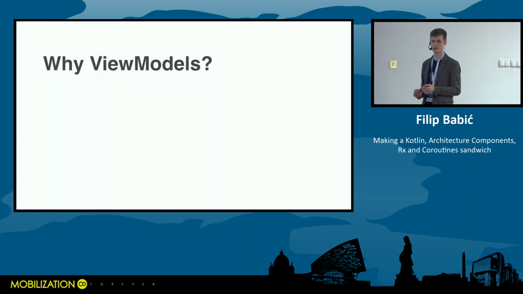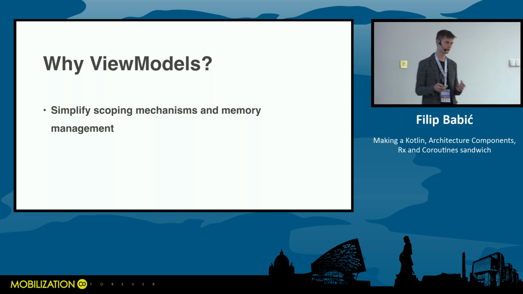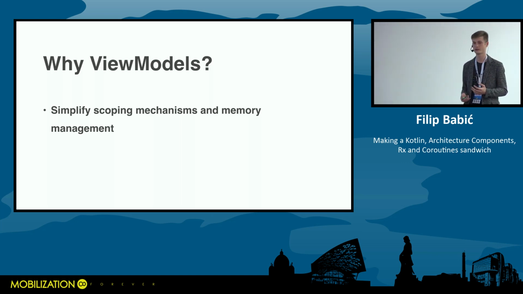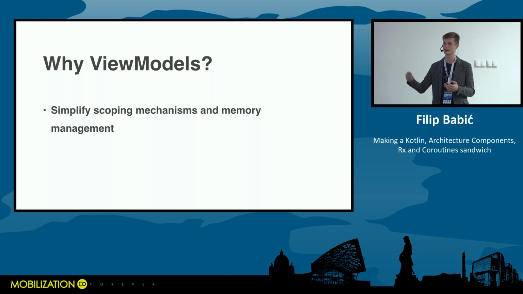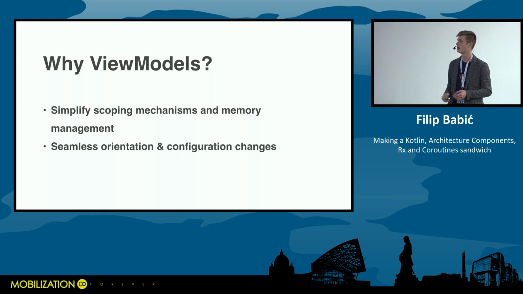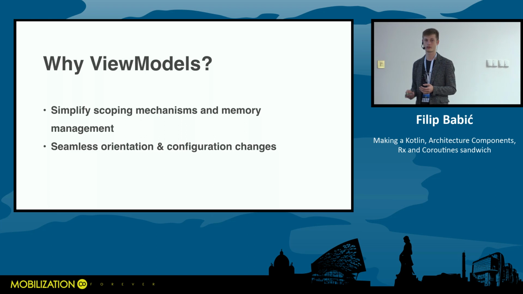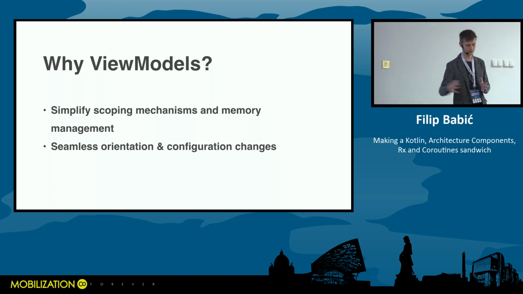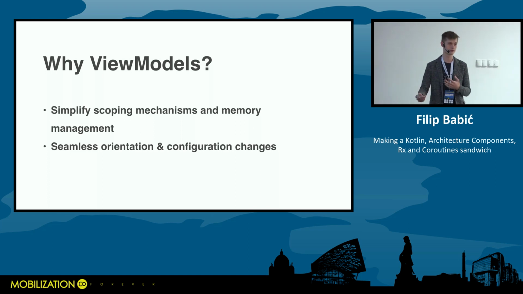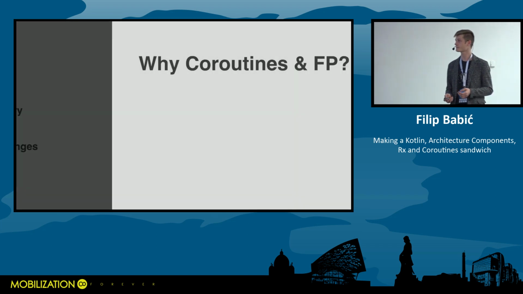So why would you use view models? Well, they simplify the scoping mechanism for you. Rather than building an entire API around that, you can just use a simple view model and a scope retainer class, which I showed. You have seamless orientation and configuration changes because you persist the entire dependency graph for that screen. And when you rotate, you just subscribe to the data and get the last data you had.